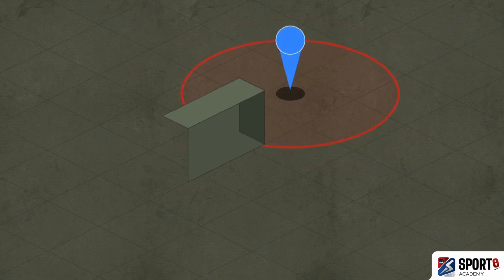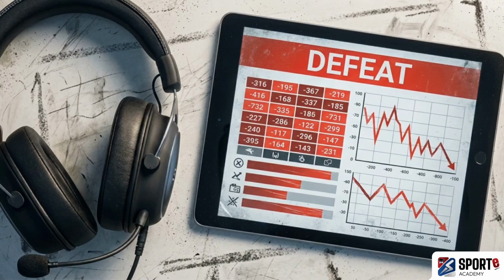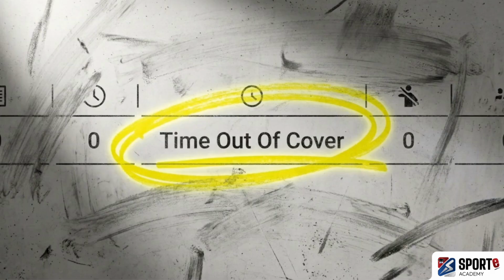Looking at this frozen frame, perform a positioning audit. Ask yourself, where are you standing, and are you completely exposed? Next, did you have cover nearby, and could you have positioned yourself closer? Systematically identifying these positional failures takes a confusing loss and turns it into a highly specific, solvable problem.